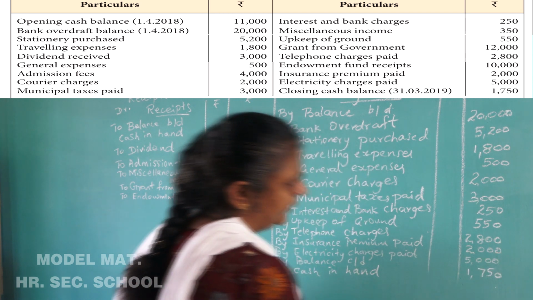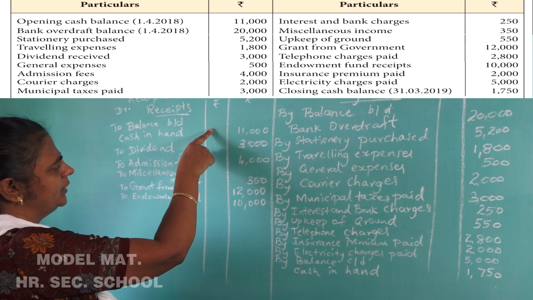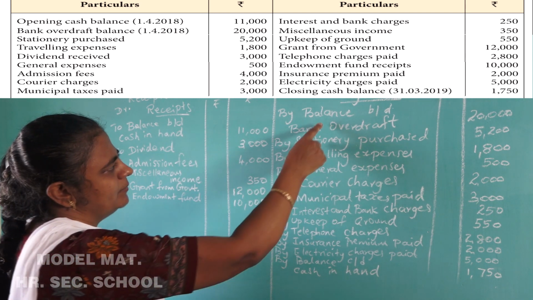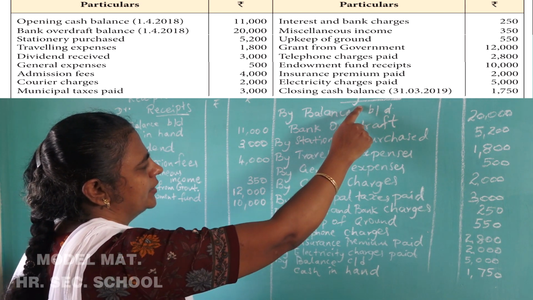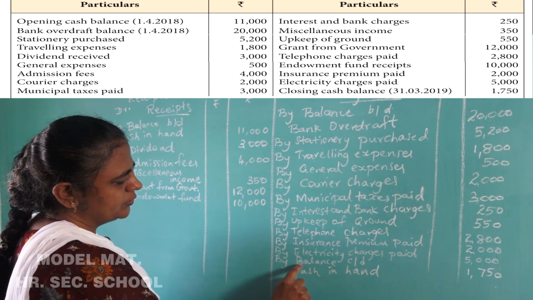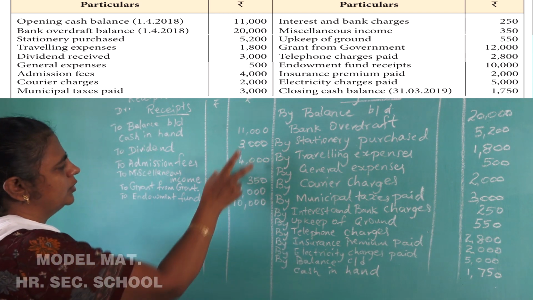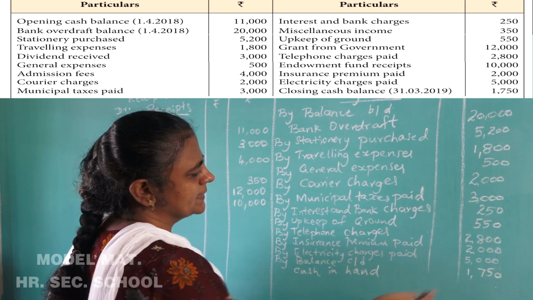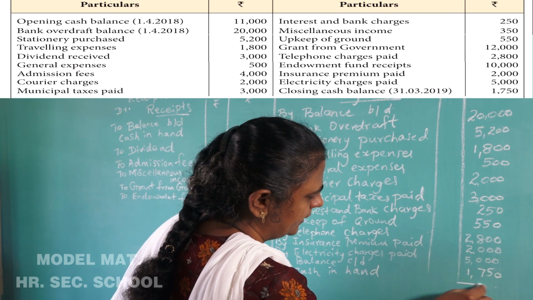1,750. Okay, now I have written the opening balance here and all the receipts here. Then I have written the opening balance of bank overdraft. Opening balance of bank overdraft should be written on the payment side, and then I have written all the payments and also the closing balance of cash in hand. It is given. Now put the total of the receipts and put the total of the payments. Find which side is greater. This side, payment side is greater. So put the total here.